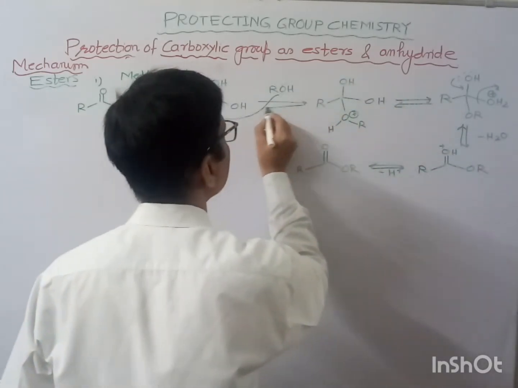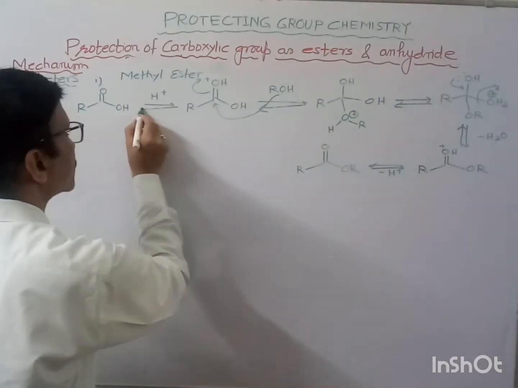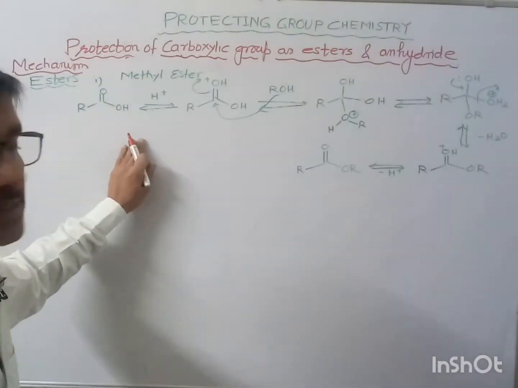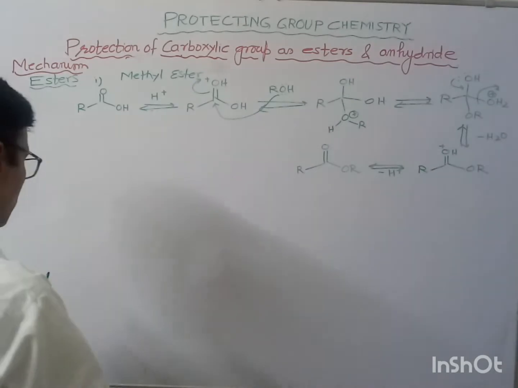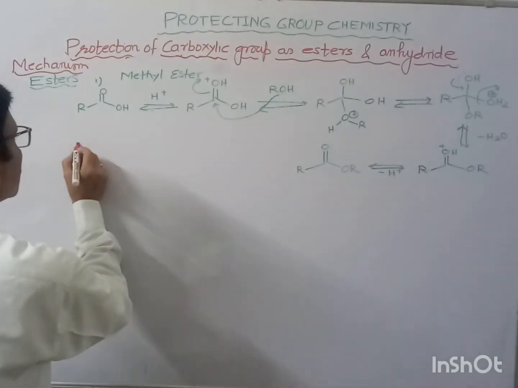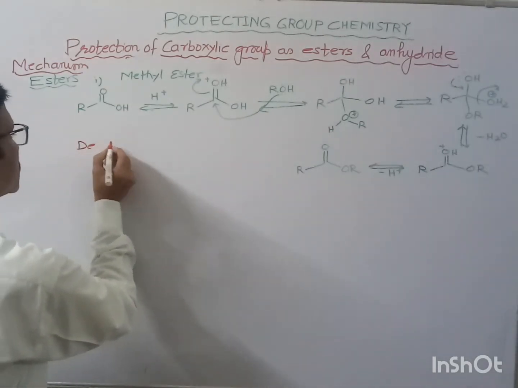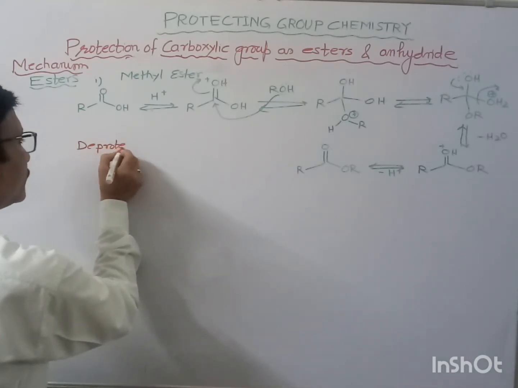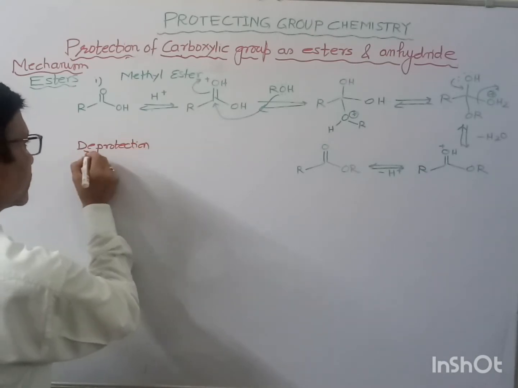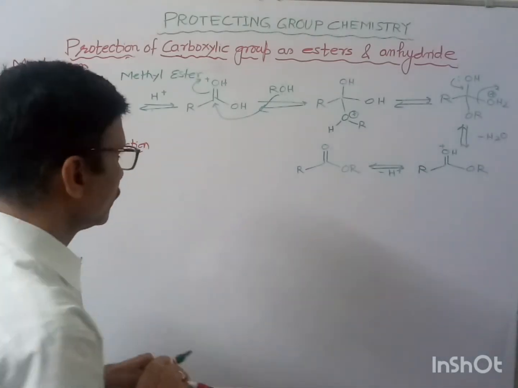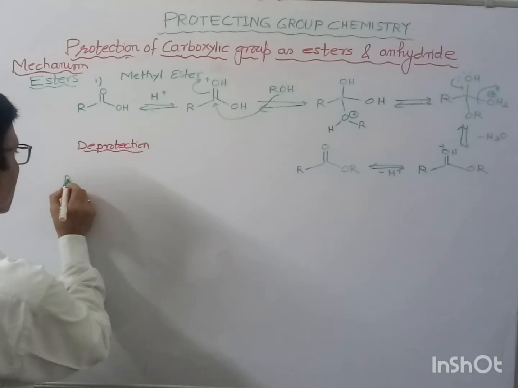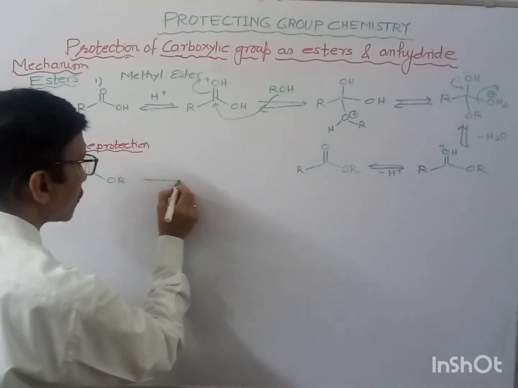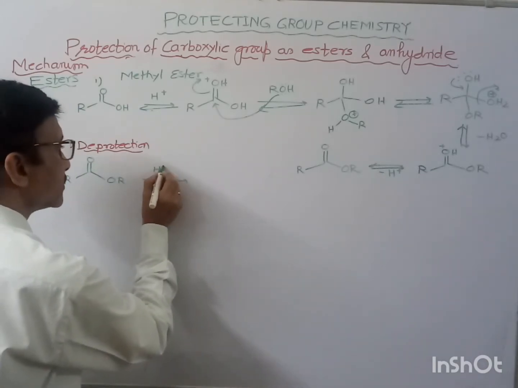So in the same way, if we go in a backward direction, then that can be deprotected also. So this is a protection step. In the same way, we may deprotect it; for deprotection, we can reverse these steps. Let's write the deprotection step. If we have this R, this is the ester. Now how can we deprotect it? In the presence of an acid.